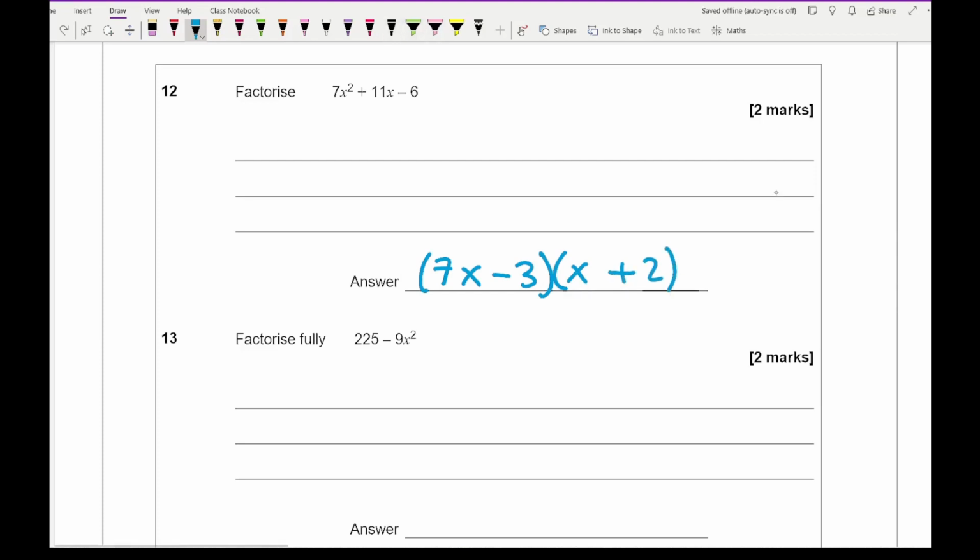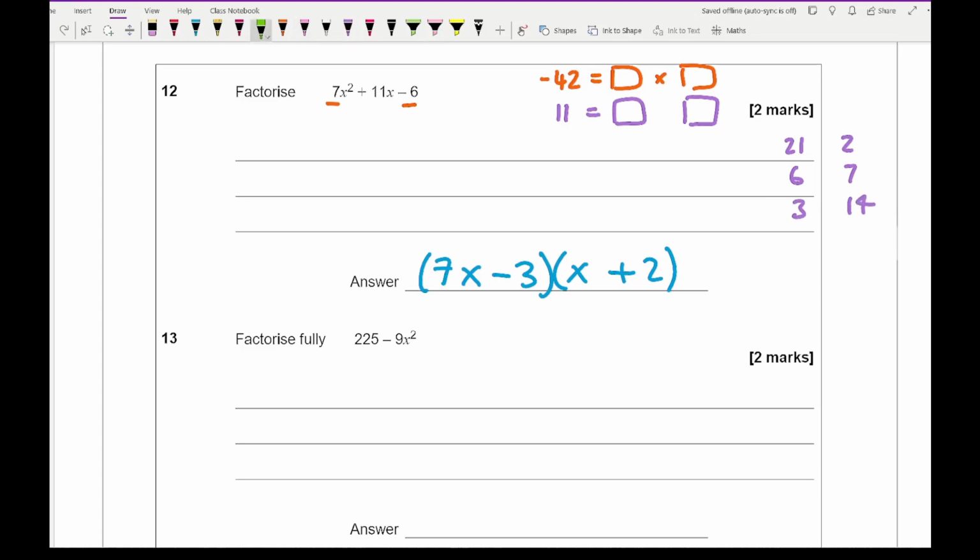Now if I just quickly go through the magic number way, because it always works, so 7 times minus 6 is going to be minus 42. So I'm looking for two numbers that multiply together to equal 42, but added together give me positive 11. So here for 42 we're looking at 21 and 2, so that's not going to work. We're looking for 6 and 7, that's not going to work. What else goes into 42? We're looking at 3 and 14. That seems to be the winner.